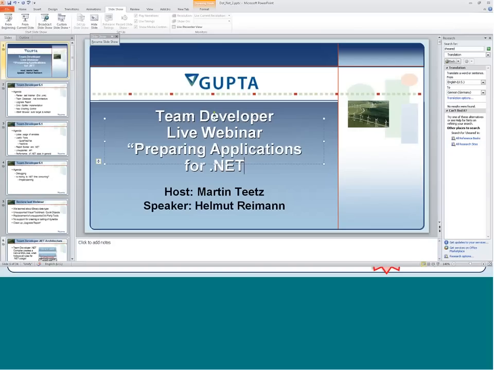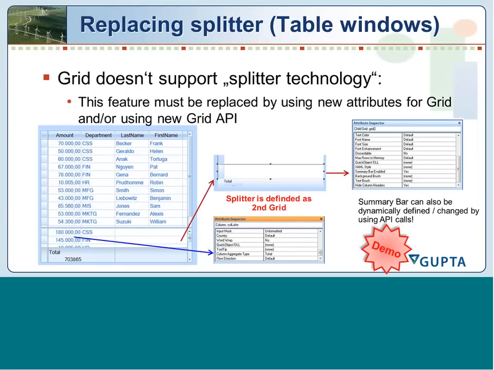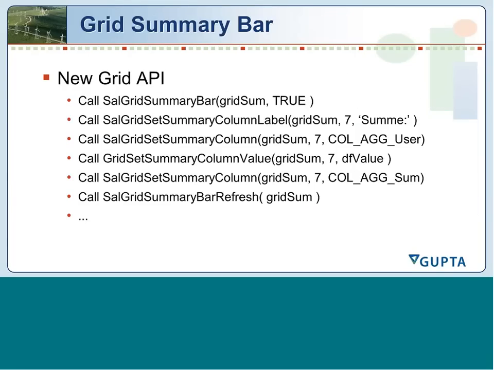So, new grid API, what does it mean? We have some API functions to hide and show the summary bar of a grid. So you can decide, I want to show it, I want to hide it, because maybe it needs a little bit of space to be displayed, and you want to show it only if the customer wants to see something in the background.